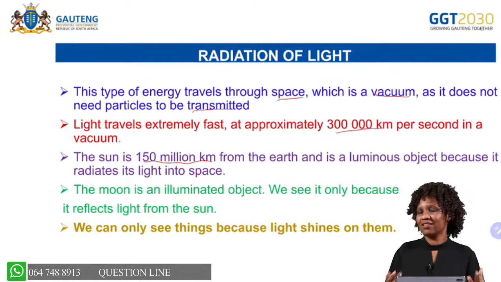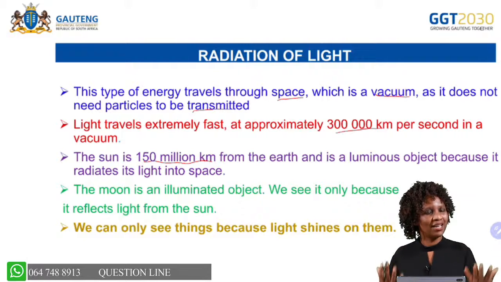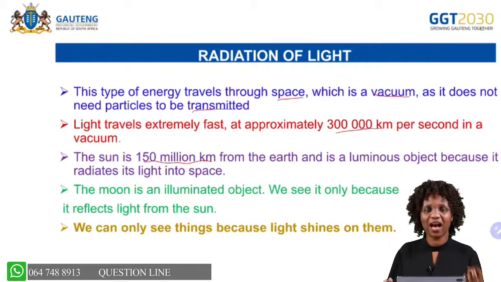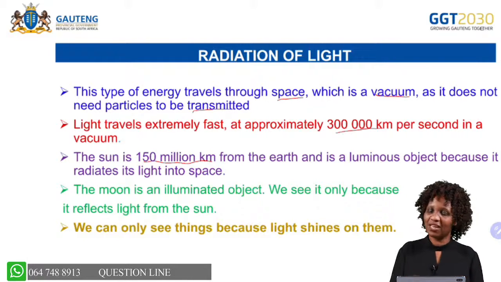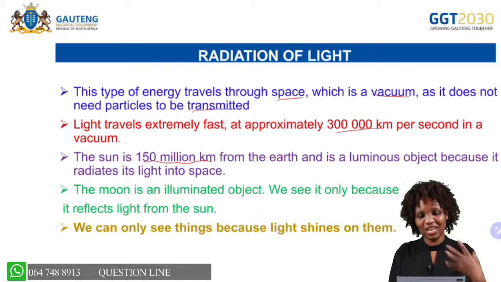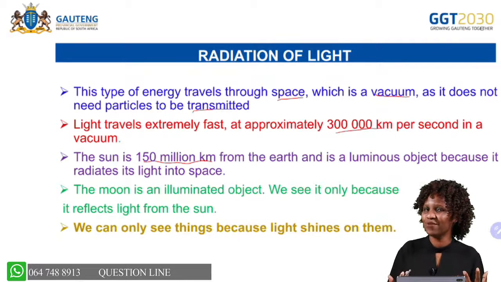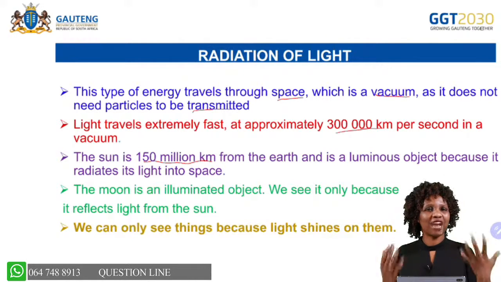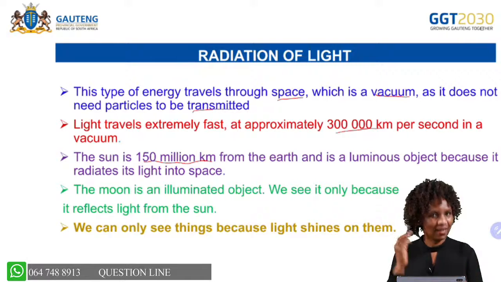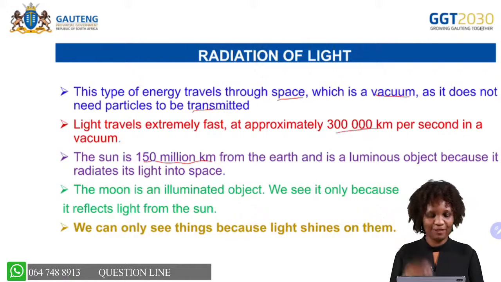But look at the sun. It is giving us light. It is also giving us heat, but it is far away. It is about 150 million kilometers from the earth, and it is luminous. Why are we saying it is luminous? It is giving off light. It is emitting light. All right, good.